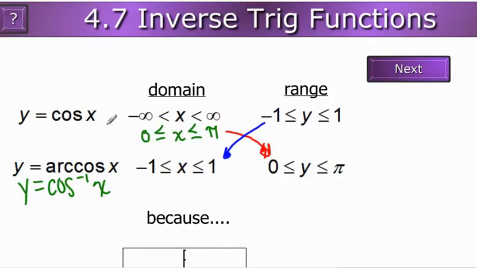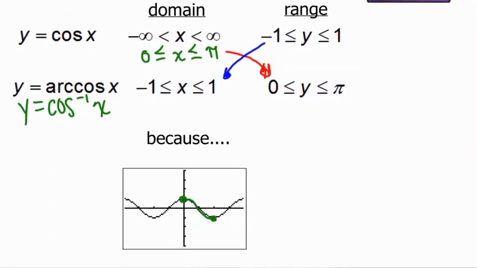So here's our cosine. Cosine's outputs, their angles, will go from 0 to pi. So all the allowable outputs for arc cosine are going to fall in quadrants 1 and 2 between 0 and pi.